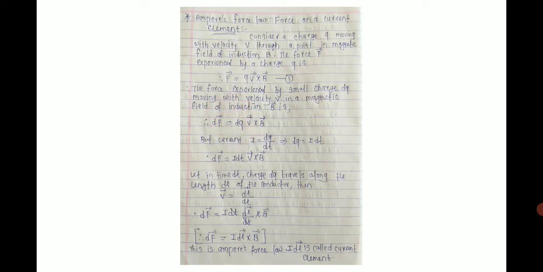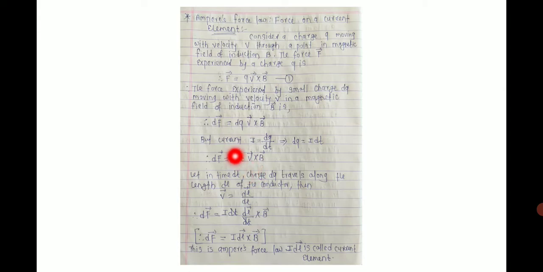But we know that the definition of current is the flow of charge per unit time. For a small charge, current I is equal to dq by dt. Then dq is equal to I into dt, and we put this in the equation. Then the equation becomes dF is equal to I dt v cross B.